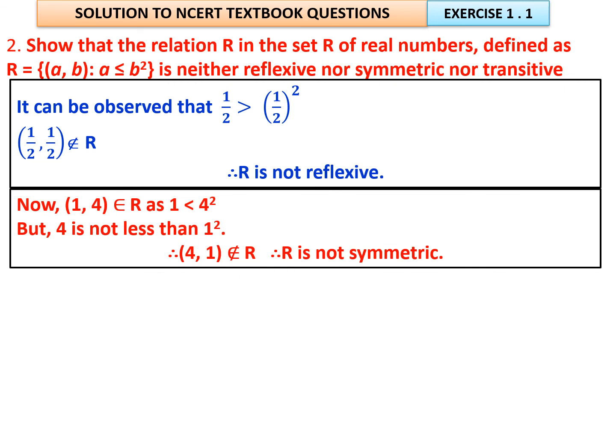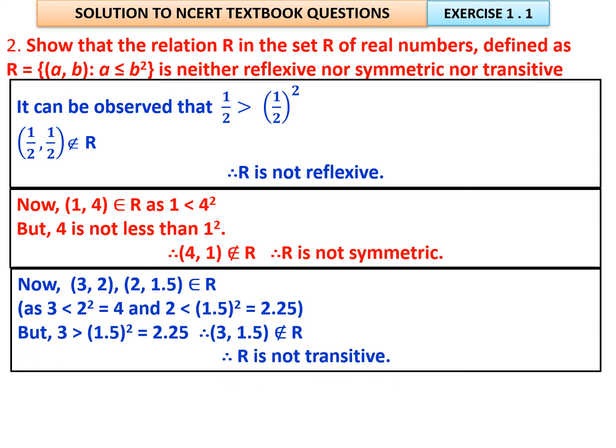Another example I am taking, 1 comma 4. 1 is less than 4 square, but 4 is not less than 1 square. Therefore 1 is related to 4, but 4 is not related to 1, so it is not symmetric. Let us take other numbers. Here you have to remember these numbers, because when you take another set of numbers you may get transitivity. But remember, we have to prove that it is not transitive.